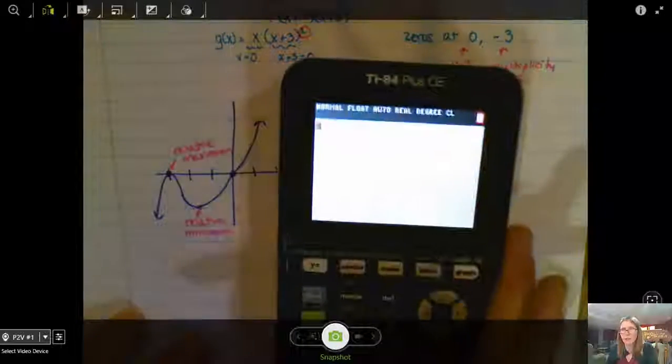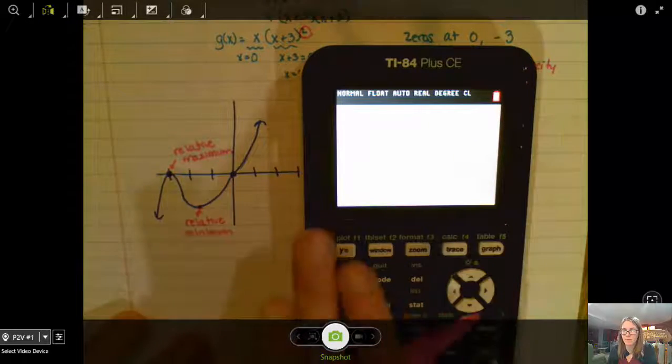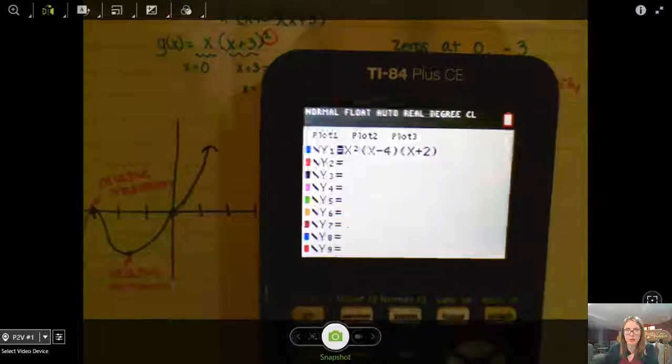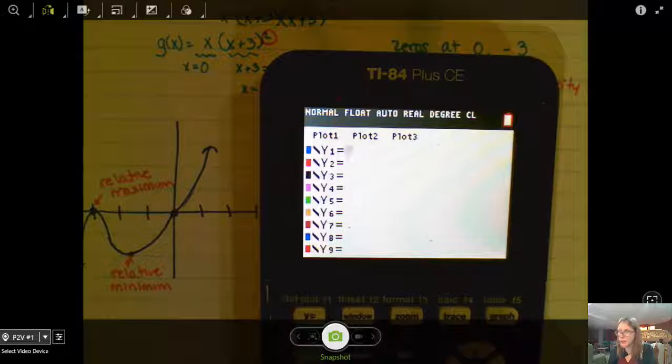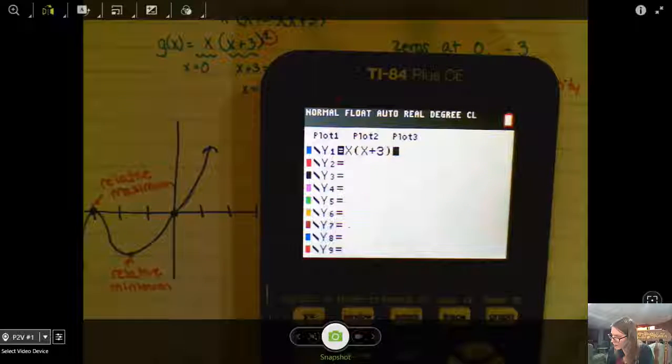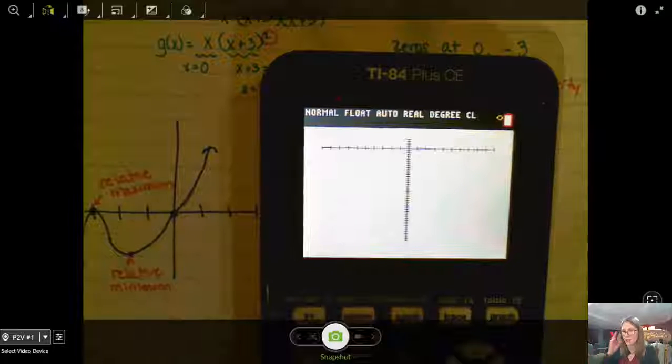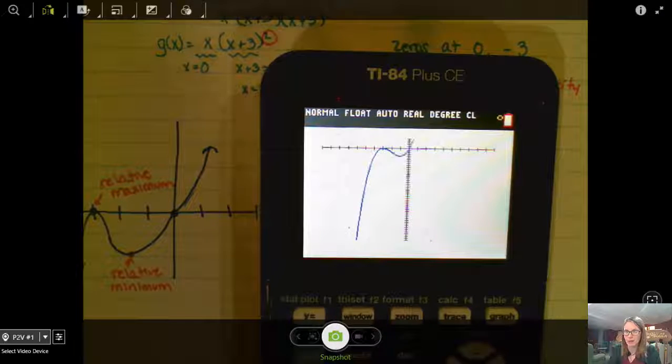go to our graphing calculator, go to y equals, type our function in, and our function here, if I'm using my factored form, was x times (x plus 3) squared. The graph, and you might have to adjust your window.